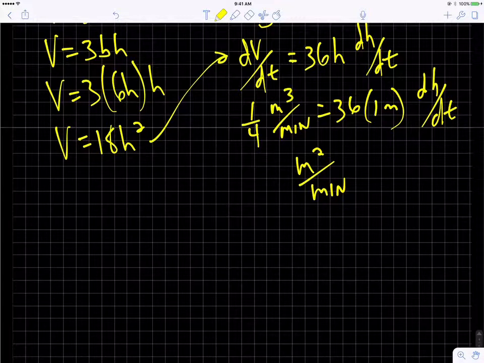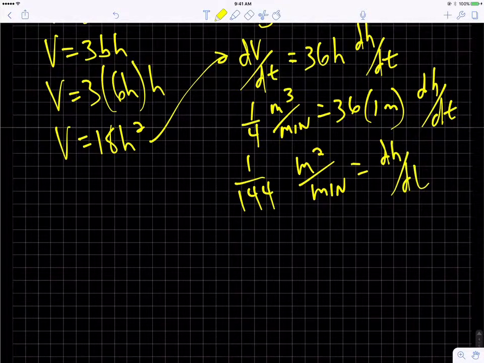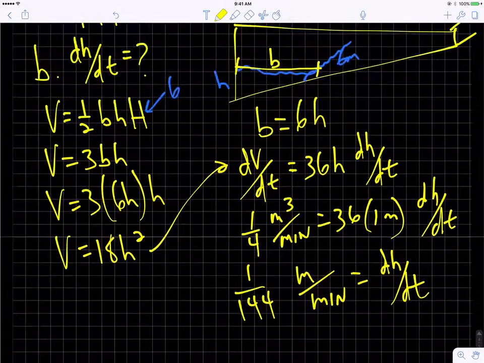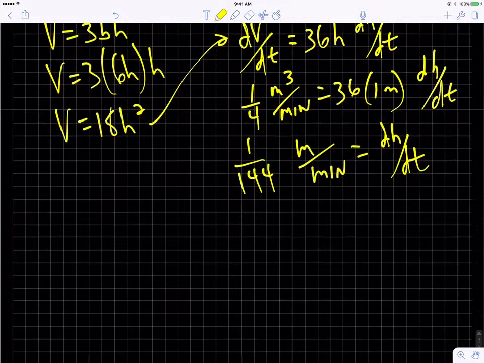144. So that's 1/144 cubic meters per minute. And that should actually be meters per minute, not cubic meters per minute. That's because that 6 that's constant from before, it's actually 6 meters. So when I plug in the 6, there's already a meters on there. So, yeah.